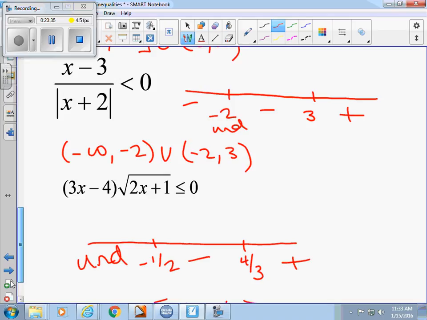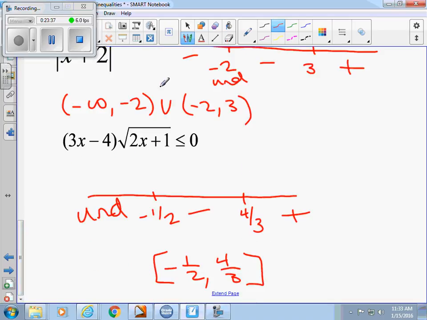So when I plug in -1 into the square root, I get -1 under a square root. What's the square root of -1? It's non-real. Does that make sense?